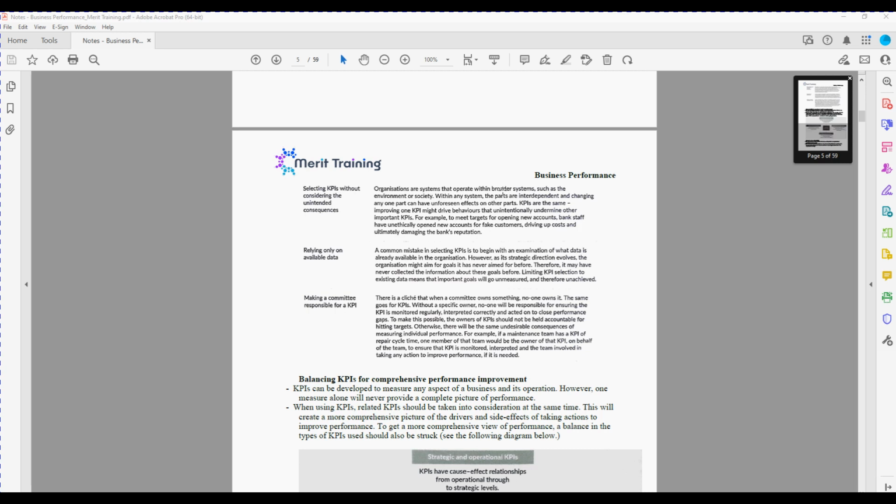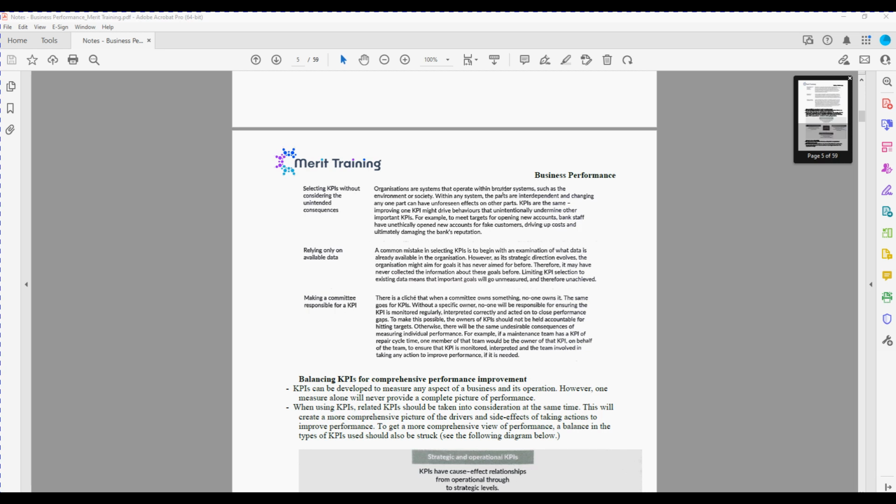For example, with Wells Fargo in North America, they set bonus targets linked to the number of new accounts set up. But what happened is bank staff ended up creating new accounts for fake customers, which drove up costs, ruined the bank's reputation, and cost them billions in fines, etc. All because this was an unintended consequence they hadn't considered when they designed this incentive.